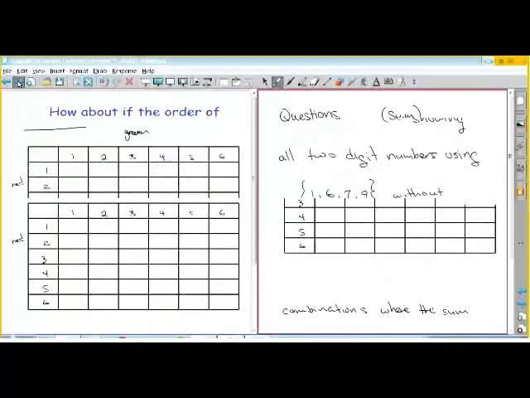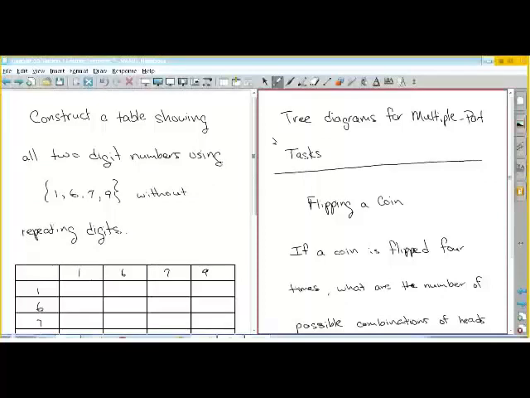Okay, so I'm going to skip over a bunch of stuff here because we've talked about it already. Let's talk about tree diagrams. So another way of coming up with the number of arrangements or combinations is to use a tree diagram. And those are used a lot for flipping coins.